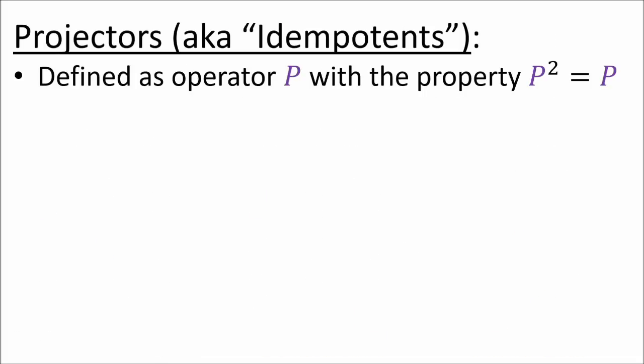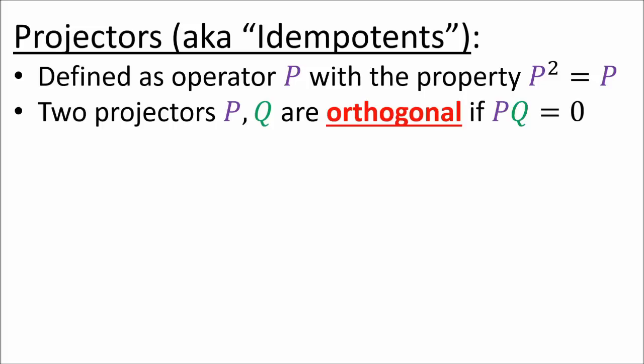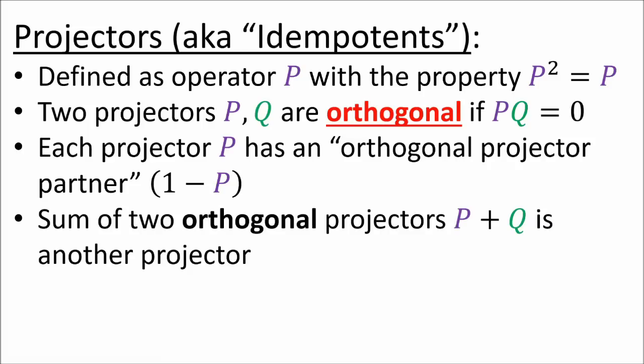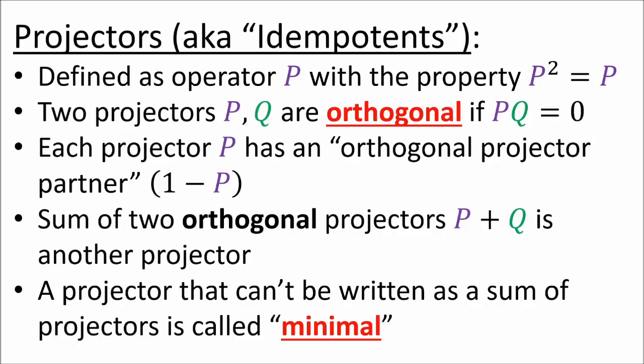So to sum up, a projector is an operator P with the property that p squared equals p. Two projectors P and Q are orthogonal if PQ equals 0. Each projector P has an orthogonal projector partner 1 minus P. The sum of two orthogonal projectors is another projector. And a projector that can't be written as the sum of other projectors is called minimal. Also, projectors are also called idempotents. Idempotent is just a fancy word for something that doesn't change when you apply it multiple times.